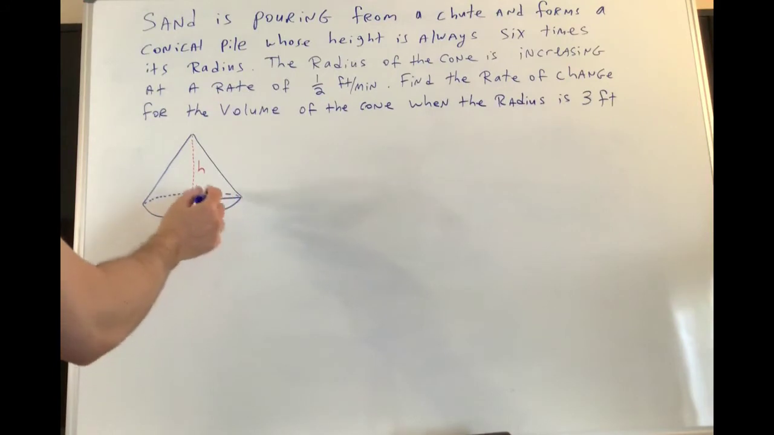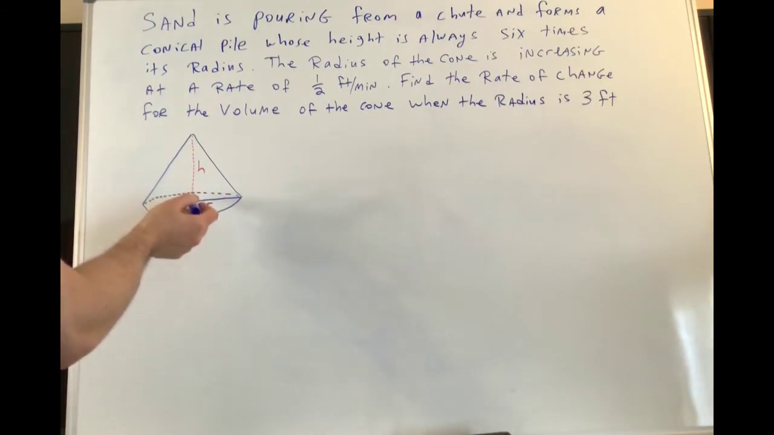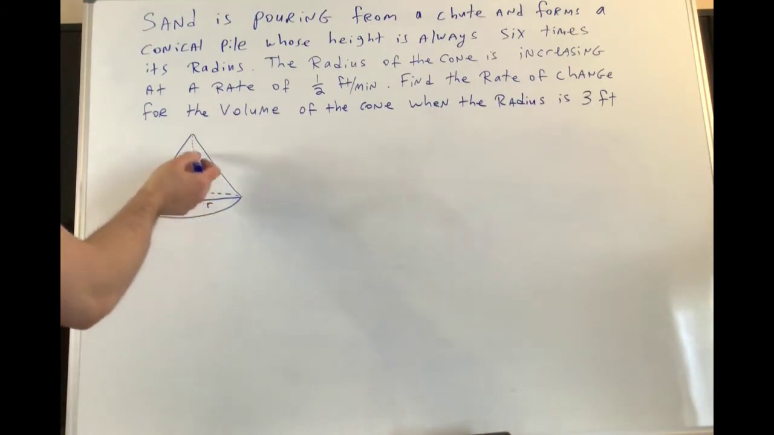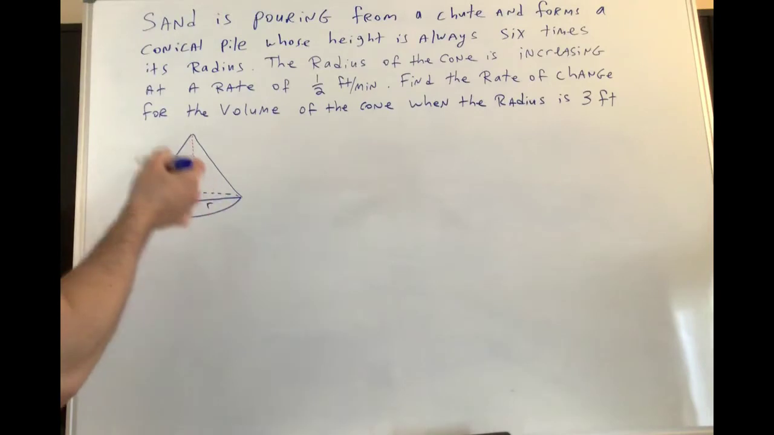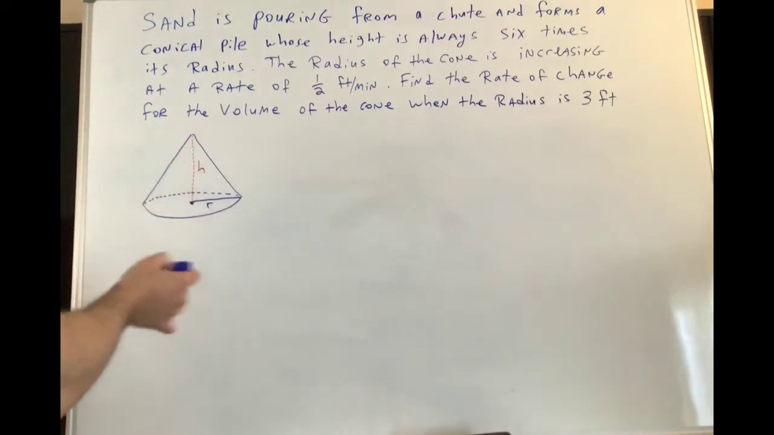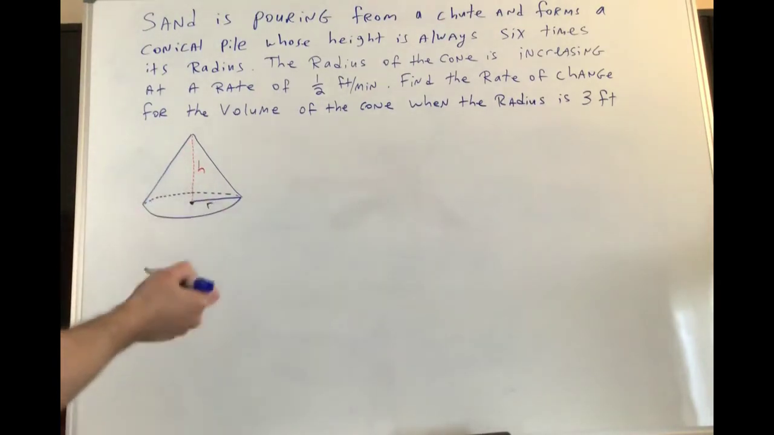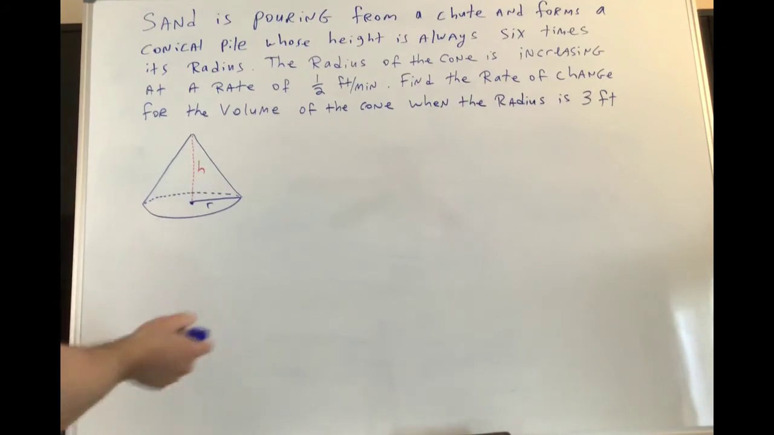The radius depends on how much is there, right? I mean, further up here, this radius is not the same, right? Everything is constantly changing. The radius, as the pile gets bigger and bigger and bigger, the radius is getting bigger and bigger and bigger. And so the volume is getting bigger and bigger and bigger. So this is what you're trying to figure out now.